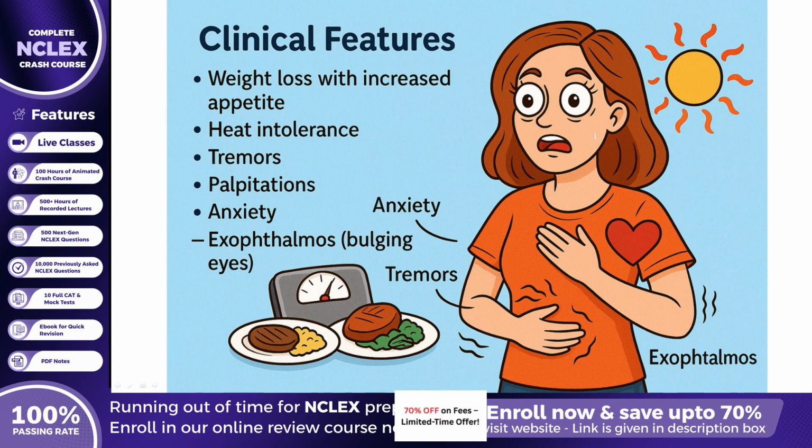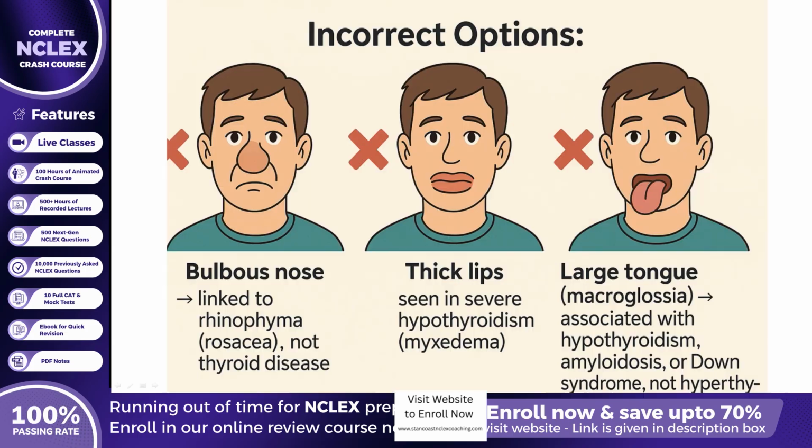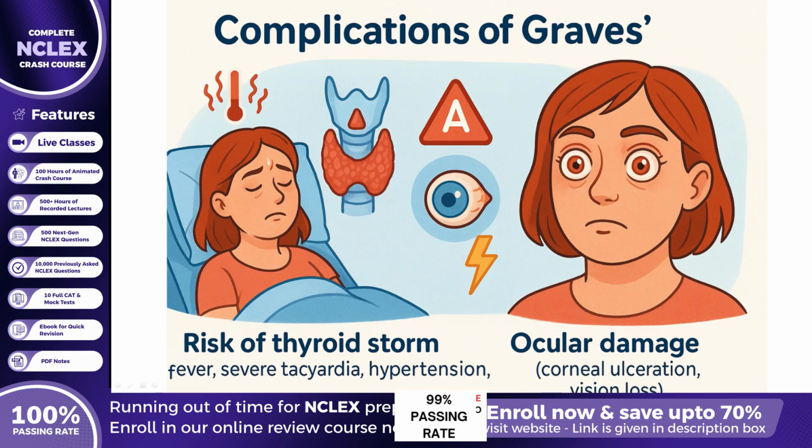Looking at the options more closely, option 1, bulging eyes, is correct because exophthalmos is the most recognized facial feature of Graves' disease. It often comes with lid lag, swelling around the eyes, difficulty closing the eyelids, or even vision-threatening complications like corneal injury and diplopia. Nurses must monitor for dryness, photophobia, and ulceration while promoting protective measures such as lubricating drops, taping eyelids at night, and elevating the head of the bed.